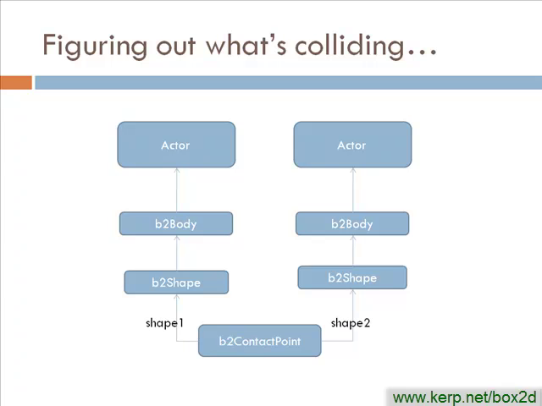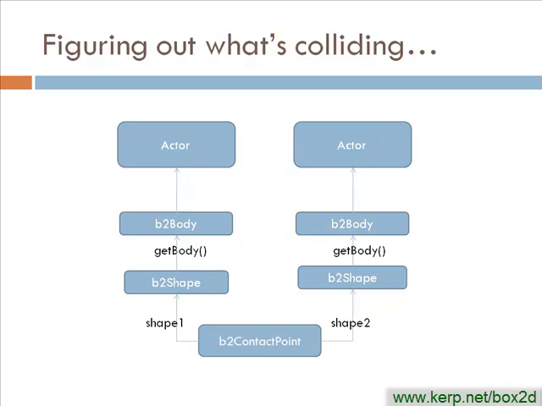It turns out the b2ContactPoint, which is an object, has two, I think they're public variables, called shape1 and shape2, and these happen to be the b2Shapes that are involved in the collision. Now, figuring out from the shape what body it belongs to is also pretty easy, because every b2Shape comes with a method called getBody, which returns the body that it's part of.